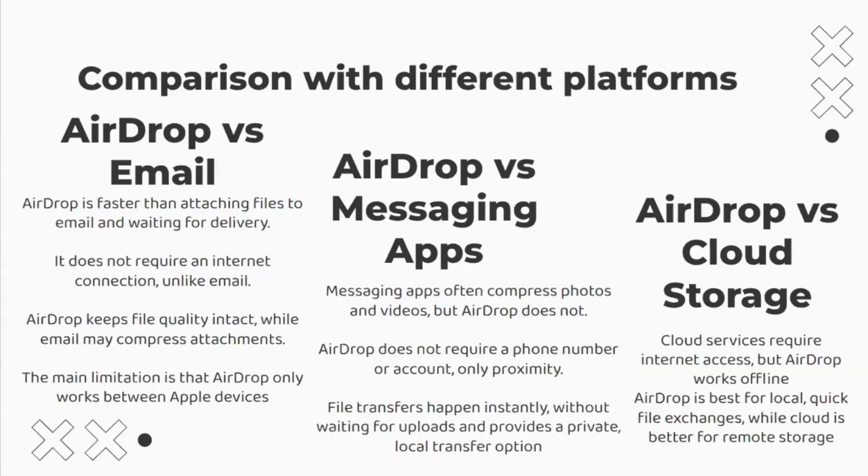Comparison with different platforms. AirDrop versus email. AirDrop is faster than attaching files to email and waiting for delivery. It does not require an internet connection, unlike email. And AirDrop keeps file quality intact while email may compress the attachments. The main limitation is that AirDrop only works between Apple devices, and email works for everyone.